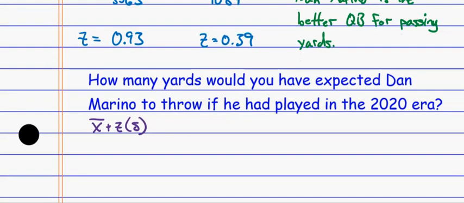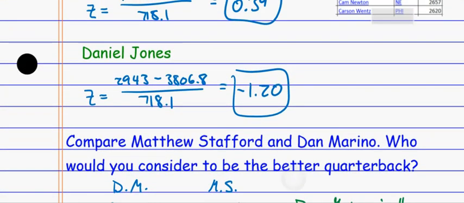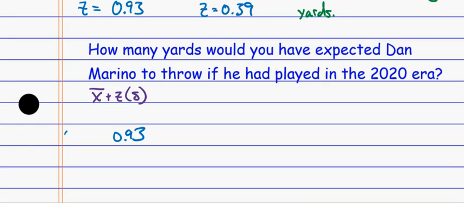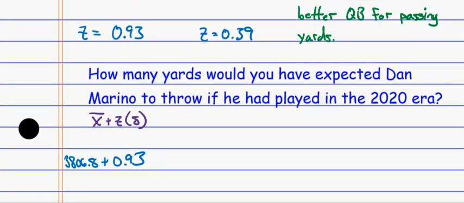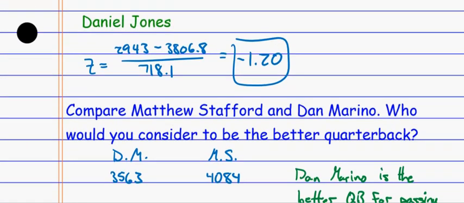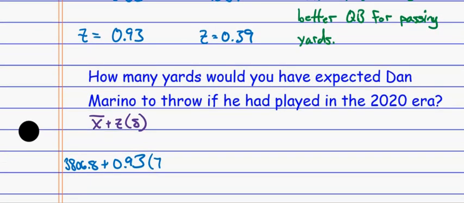Okay, and so for Dan Marino, we calculated his z-score at 0.93. And that was using the mean and standard deviation from 1990. If we want to apply that z-score to the mean and standard deviation of 2020 to make a prediction for what he would have thrown for in 2020, so I just used the mean and standard deviation from the 2020 data, okay, which was the 3806.8, plus his z-score times the standard deviation from 2020, which was the 718.1.